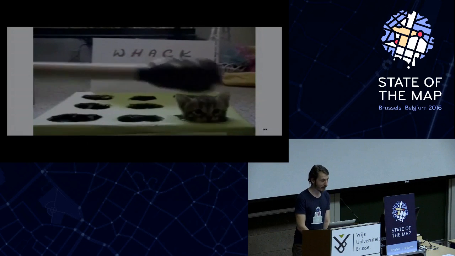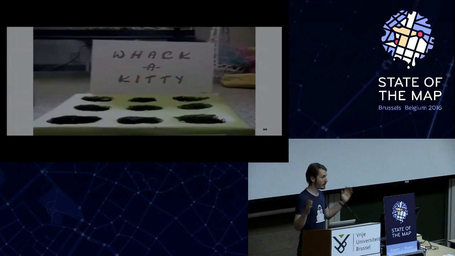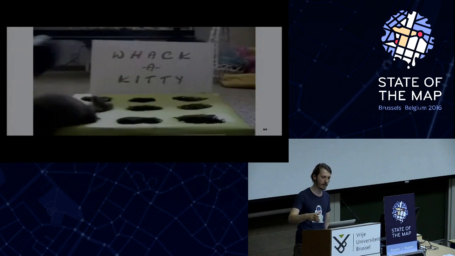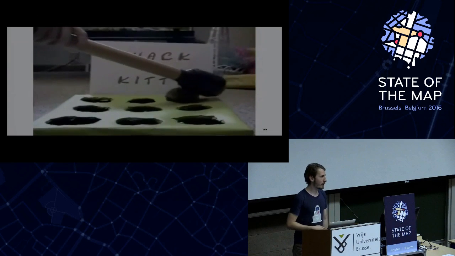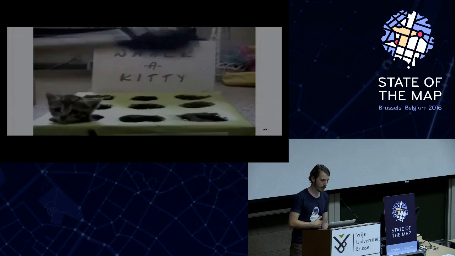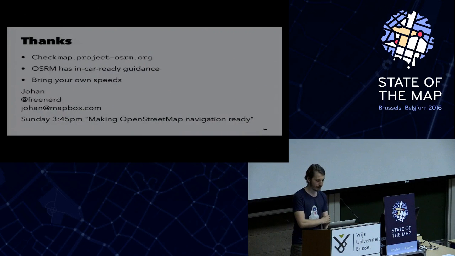Okay, thanks. You can try it out today. Go to map.projectosrm.org. You can play around with it. You can see your destination signs and your lanes that you mapped. If you are interested in in-car navigation, OSRM is right for you. You can bring your own speeds if you run it yourself. And I'm here, talk to me.